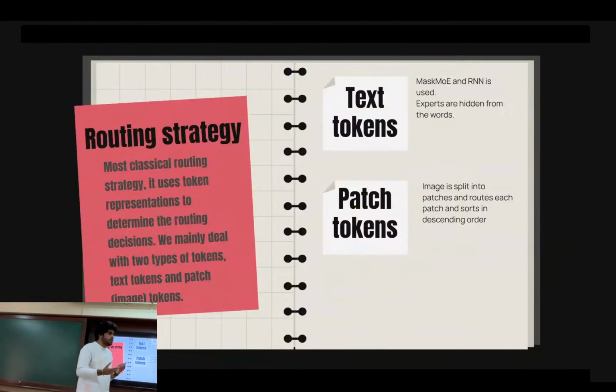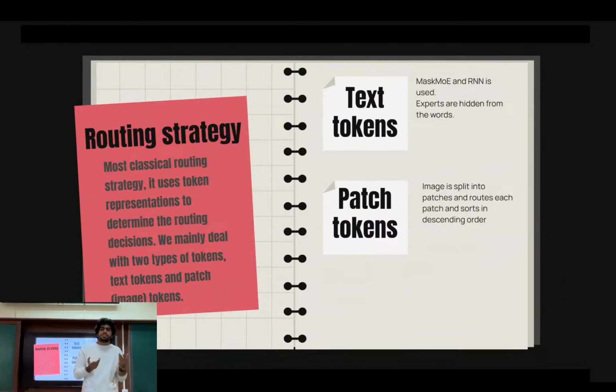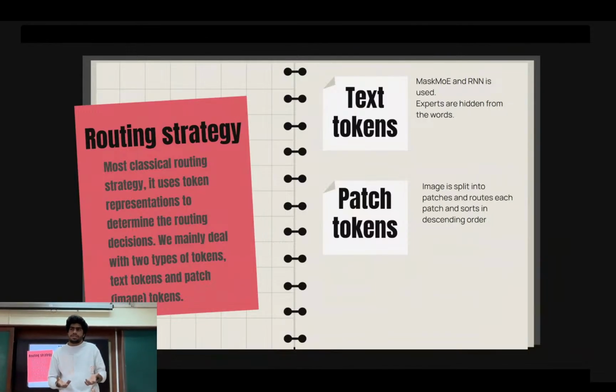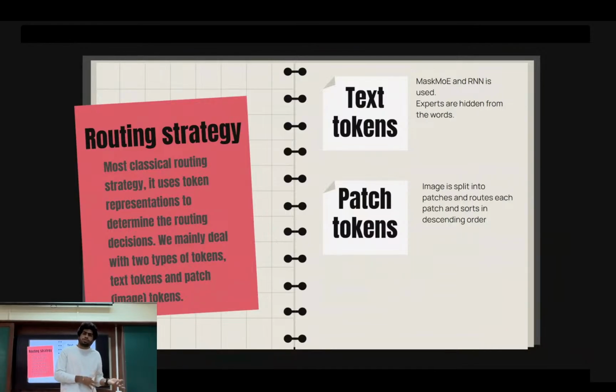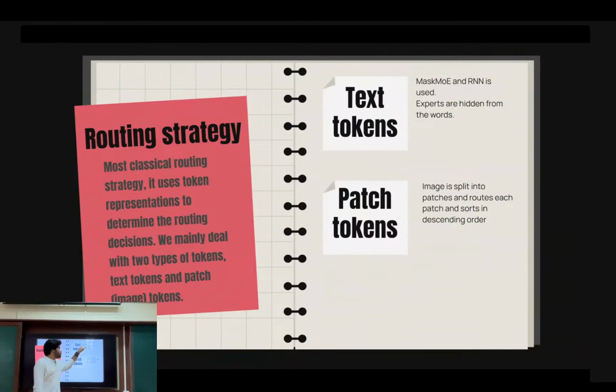Routing strategy. Well, the routing must be important, right? We have to activate the right experts. The routing strategy and the routing training is very important. How do we activate the right experts? Well, you tokenize. Every machine learning model uses tokenization. You have two types of tokenization: text tokens and patch or image tokens. So there are two different methods it uses. So text tokens use something known as mask tokens.